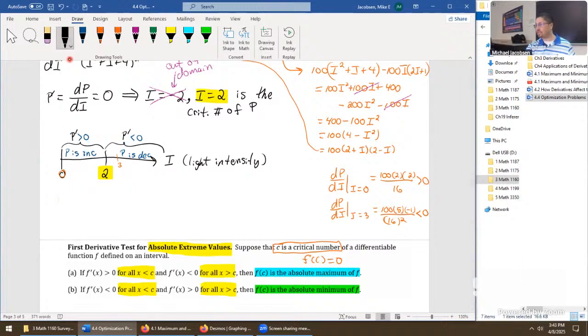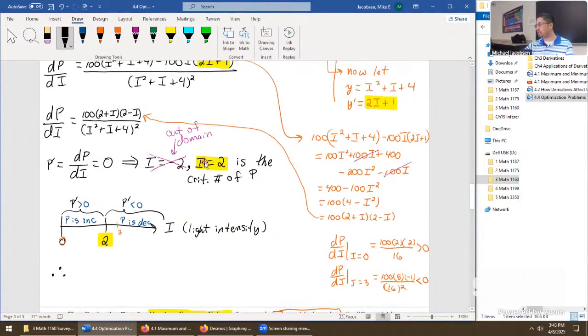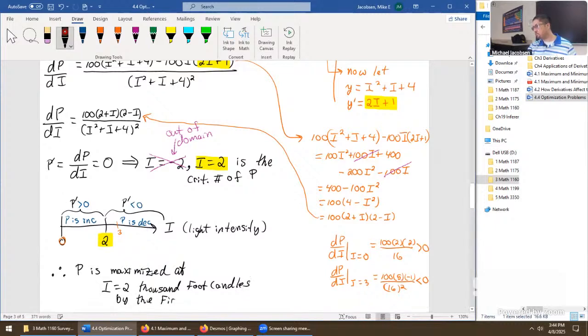So we have a conclusion. Let's say triangle is just a fancy way to say therefore, or in conclusion, all this work shows P is maximized at I equals 2,000 foot candles by the first derivative test. Our work is now done.